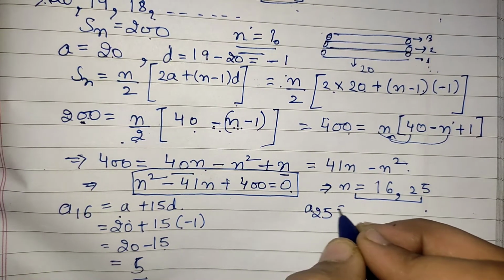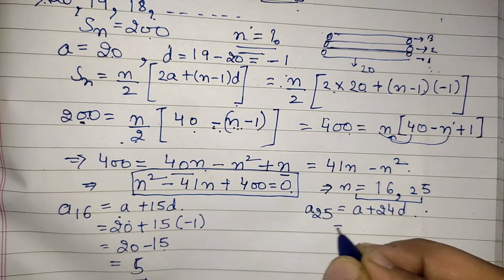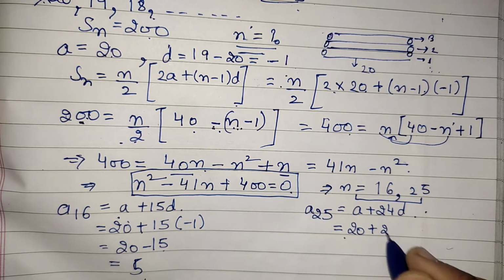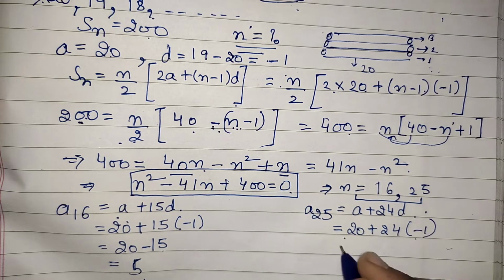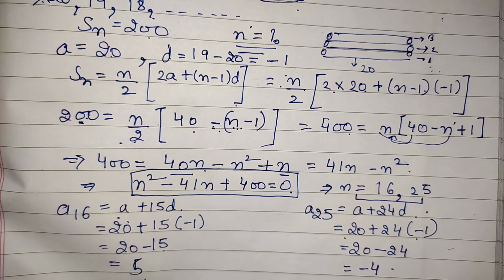Next is my a25, which is equal to a plus 24d. a is 20 plus 24 into d, which is minus 1, so my answer will be 20 minus 24, which is equal to minus 4.